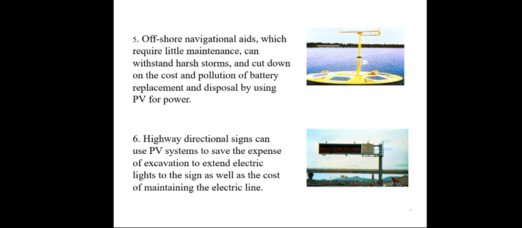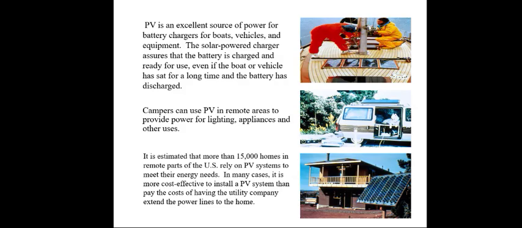Another example is highway directions, which can use the PV system to save the expense of extending electrical lines to the signals, as well as the cost of maintaining the electric line. Other applications include PV cells as an excellent source of power for battery chargers for boats, vehicles and equipment.